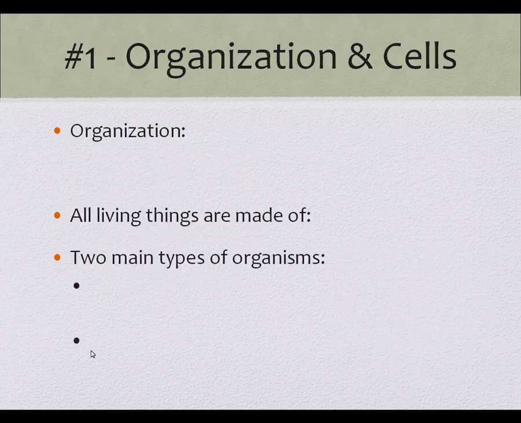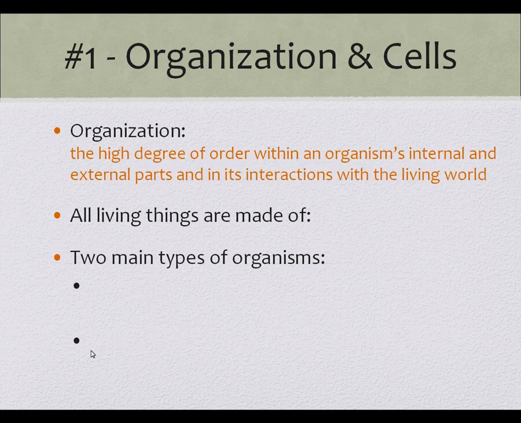So number 1, organization in cells. By organization, I don't mean that your binder's a mess, necessarily, but I'm talking about that there's a high degree of order. It can be in the organism's internal parts, such as their cells, or their interactions with the living world, like how they go about getting food and building shelter.